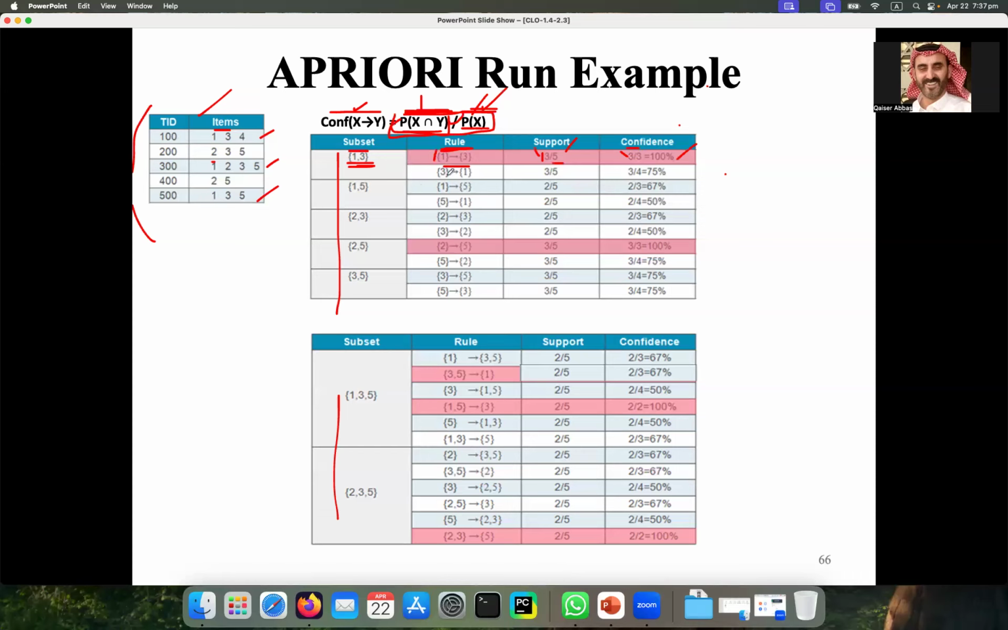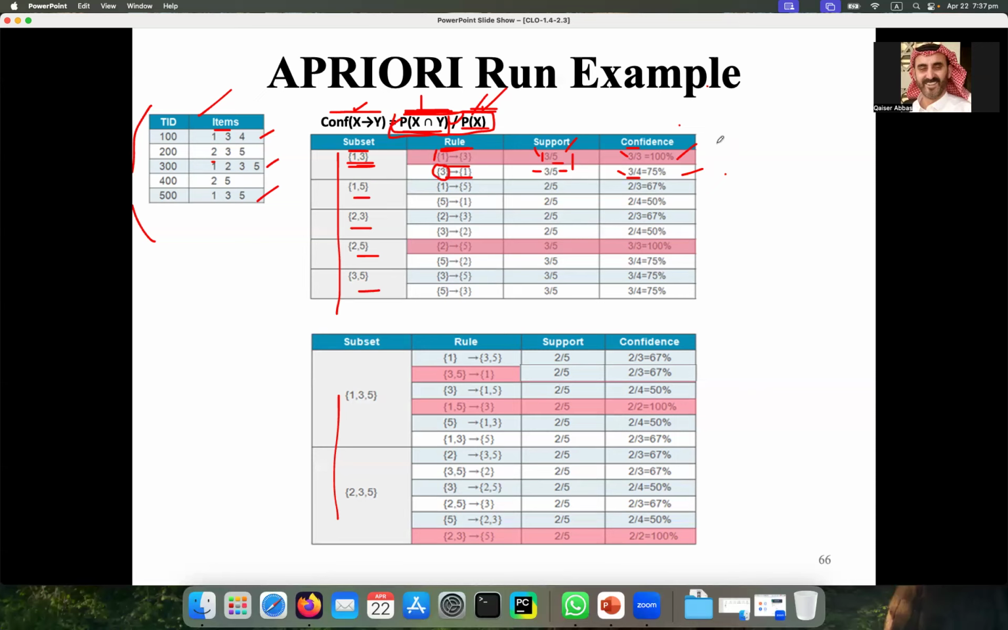Now consider the other order, the reverse order, 3 and 1. 3 and 1 together is again 3 divided by 5, so the support is the same. But what would be the value of x? Now the x in this rule is 3. So count 3: 1, 2, 3, 4. So it is divided by 4, and you get 0.75, which is 75%. So this is for the other pair, and you can do this for all the pairs.